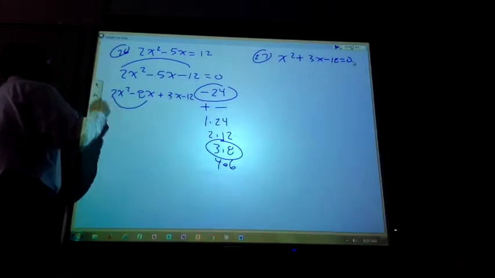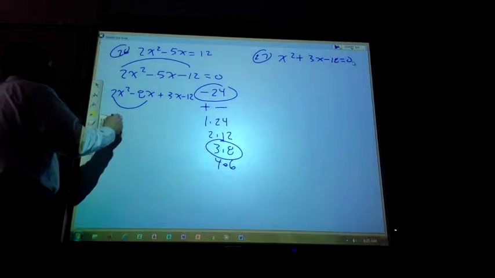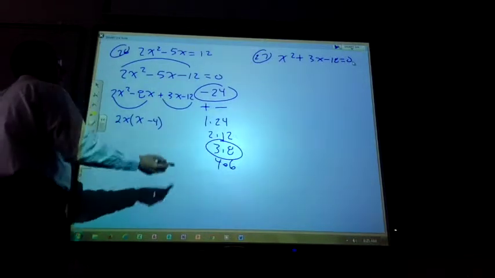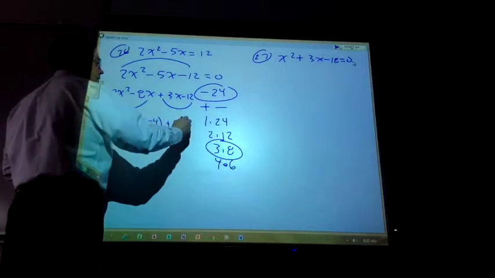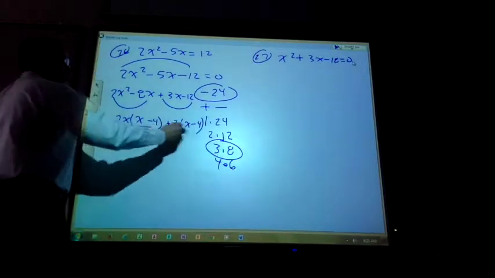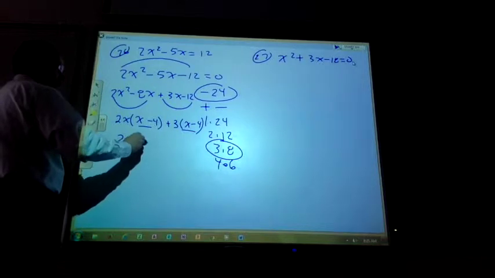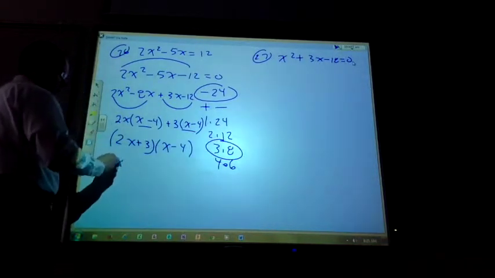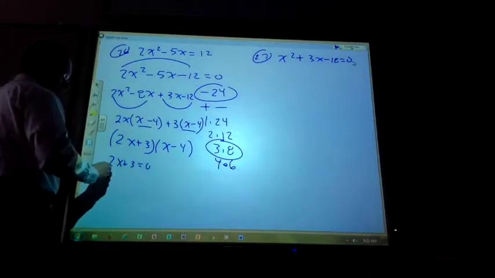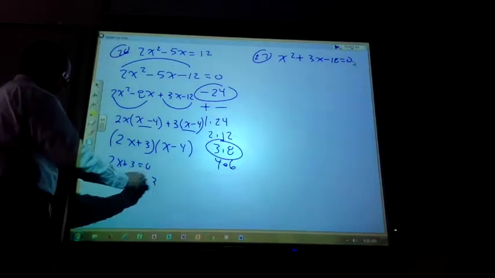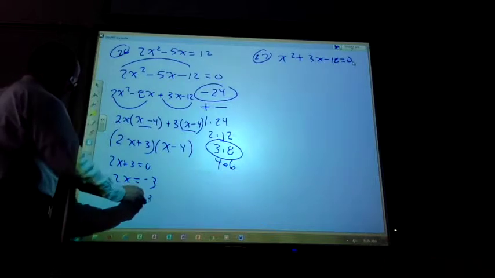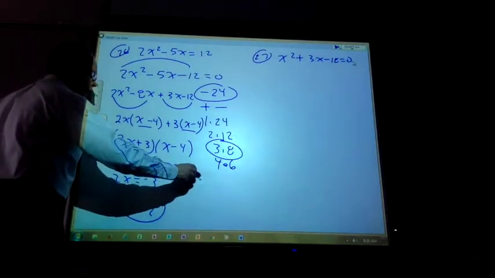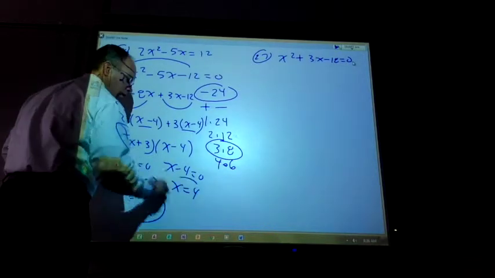Look at those two terms. What do I have in common between those two? 2x. So that gives me x minus 4. What do I have here? 3. I have those left, so I have 2x plus 3 and x minus 4 as my answers. Set each of those equal to 0. Subtract 3, divided by 2. And then this one, x minus 4 equals 0, so x equals 4.